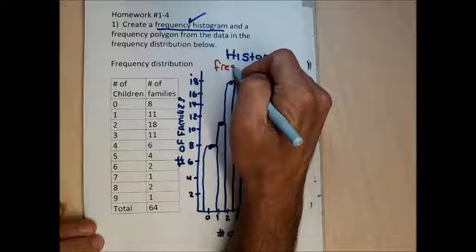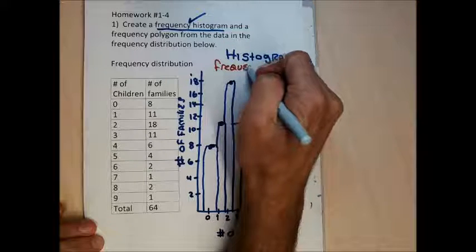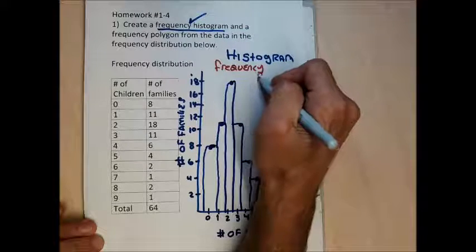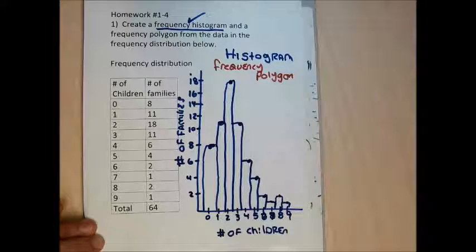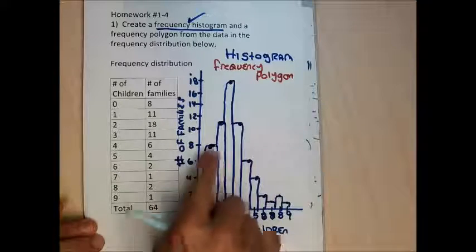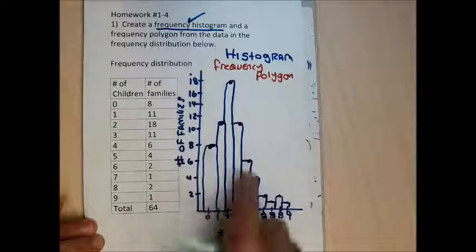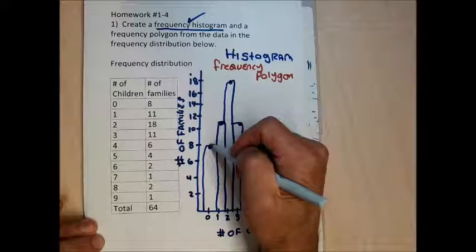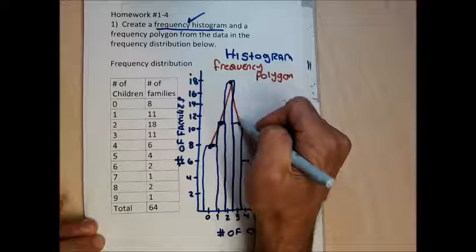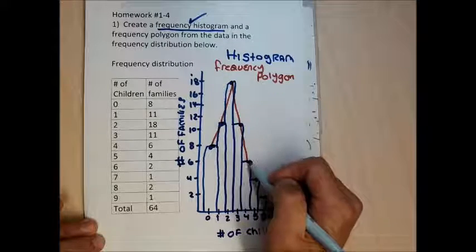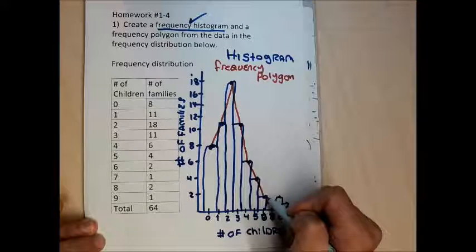I'm going to do them on the same graph. You certainly don't need to use multicolors, but since I have the colors available, I'm going to do the frequency polygon in red, and each of the heights, the height of 8, 11, 18, 11, and 6, now I'm just going to connect those dots that I used to kind of mark the height of the bars from the histogram. I'm going to connect them with little line segments.